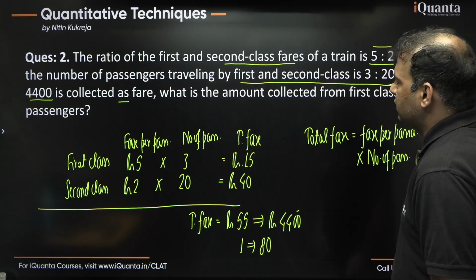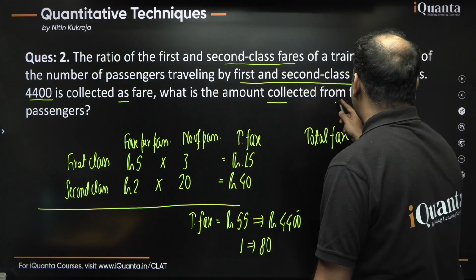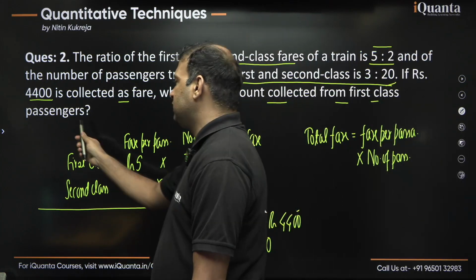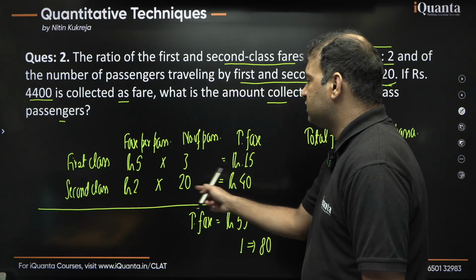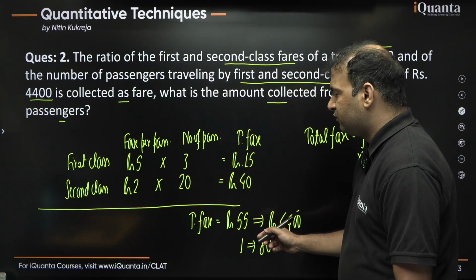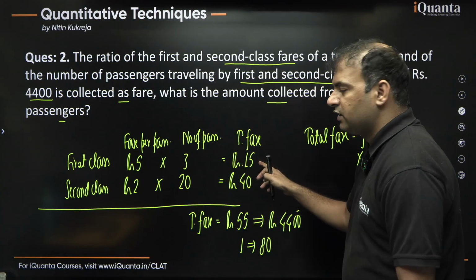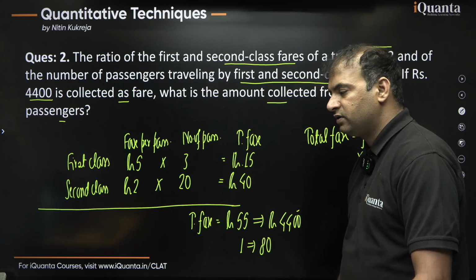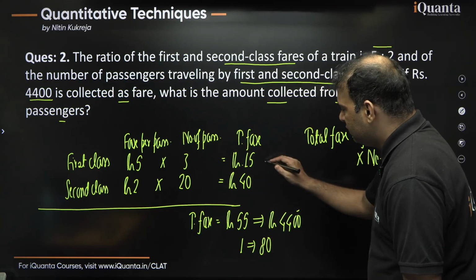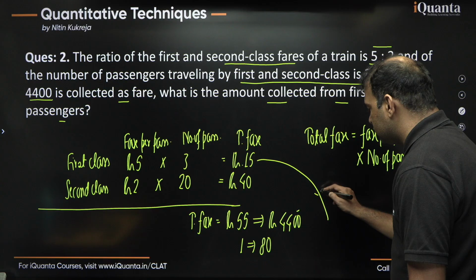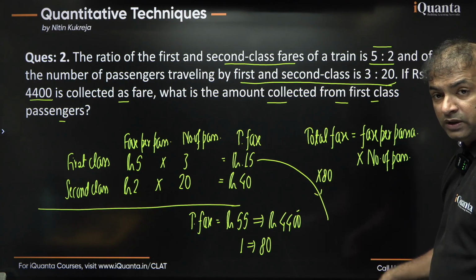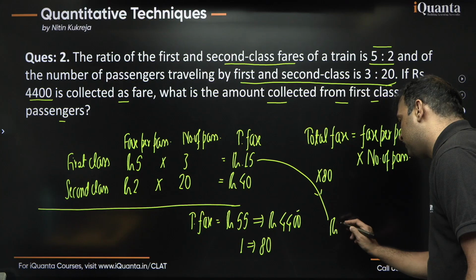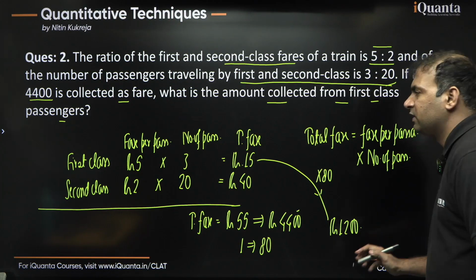Simple. Now they're asking the question that what is the amount from the first class being collected, right? From the first class passenger being collected. So guys, first class passenger has given total fare as rupees 15 according to the assumption, right? So one of the assumption is 80. So what should be 15 of the assumption? So we just multiply 15 with 80. It should be how much? 15 times 80 is basically 1200, right? So this is how we can solve this wonderful question.